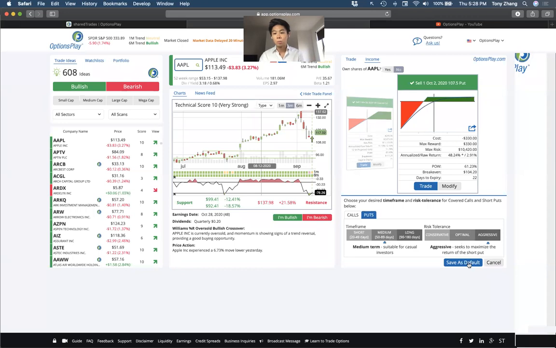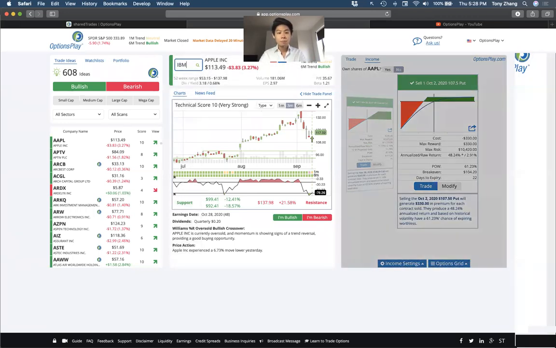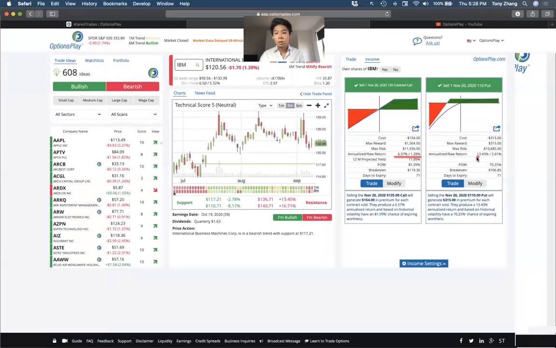Whatever setting suits you best, save this as default, and whatever symbol that you type in, we will scan for the optimal cover call and short put for you. And we also provide you with yield analysis so that you can see how much yield you're getting for the cover call or cash secured put, Bill.